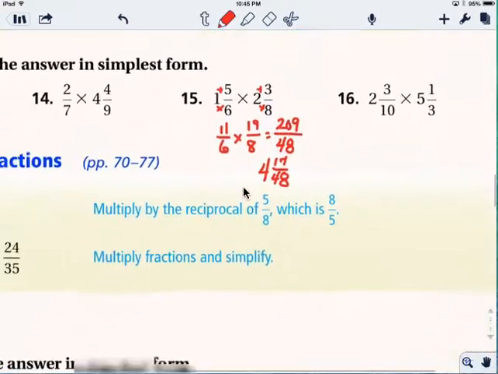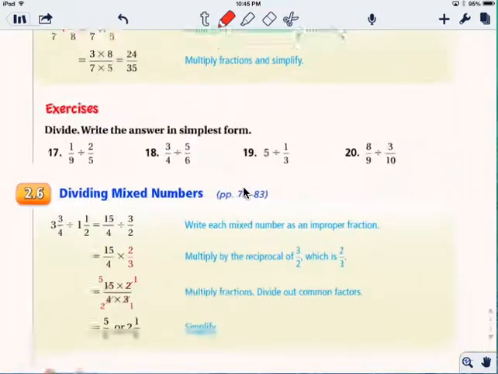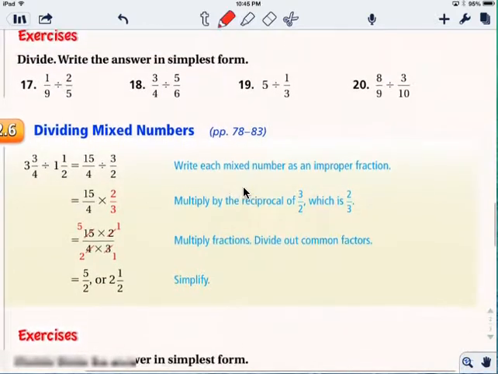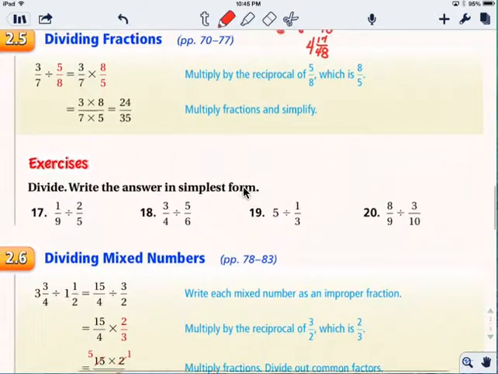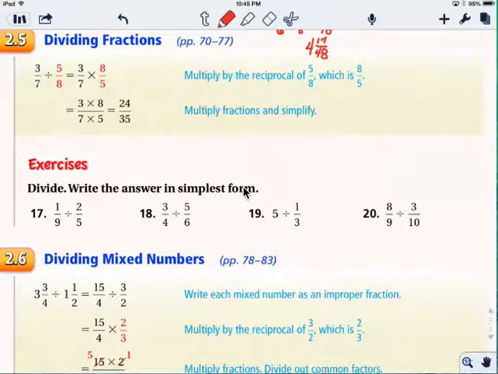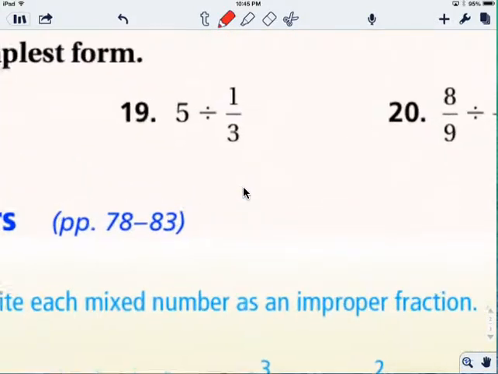Moving on. Dividing fractions. Dividing fractions is the same thing as multiplying fractions. The only difference is that we don't multiply the fractions, we multiply by the reciprocal. Oops, I want to get my highlighter. We multiply by the reciprocal of our fraction. Okay, so we take our fractions.